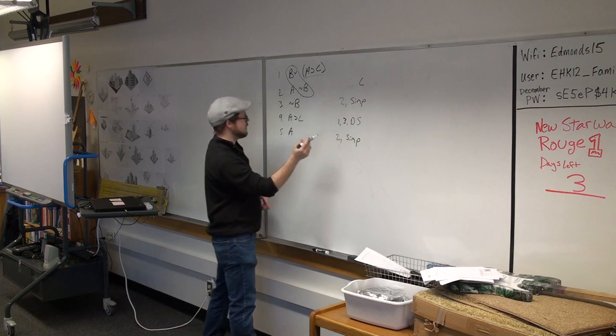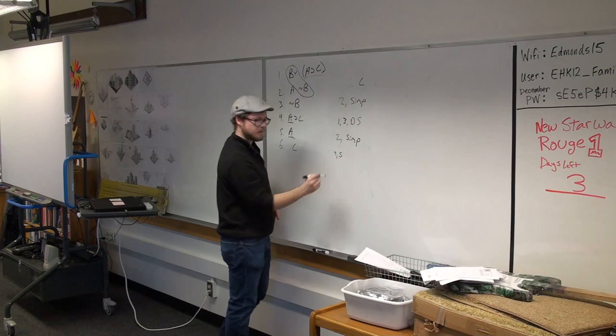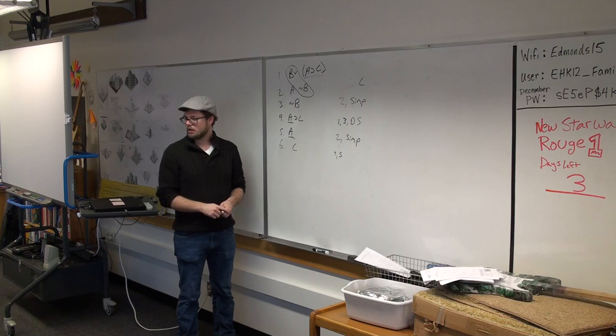And why did I need that now, Jake? Because now you can prove that C is correct because A is correct. Now I've got a match there with the antecedent of that conditional. So I'm going to use line 4 and 5. Nick, which rule lets me use line 4 and 5 to get line 6?